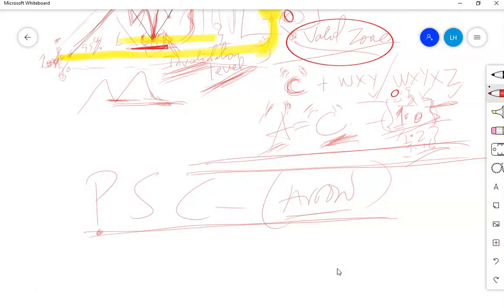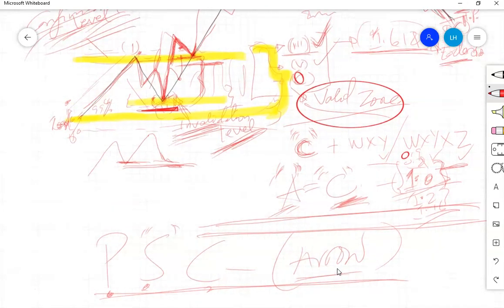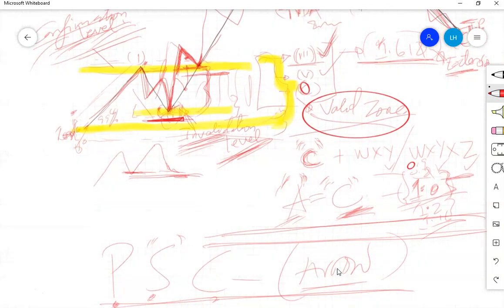a pullback has a setup for the comeback. When the market is correcting, it has a setup, and this setup is for the comeback. So when the market is correcting, it is just preparing itself for the comeback, that is, movement in that particular direction. So in order to trade profitably, you must have the ability to interpret the setup.